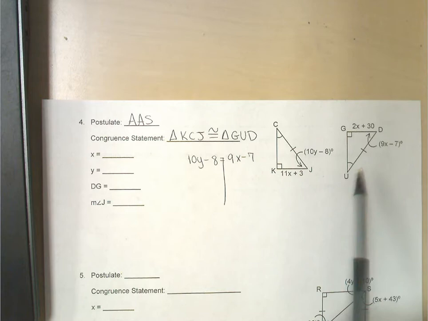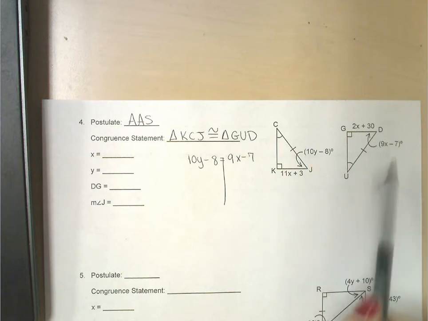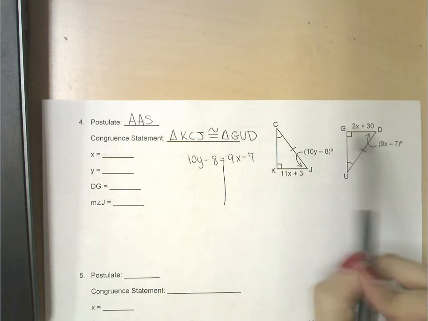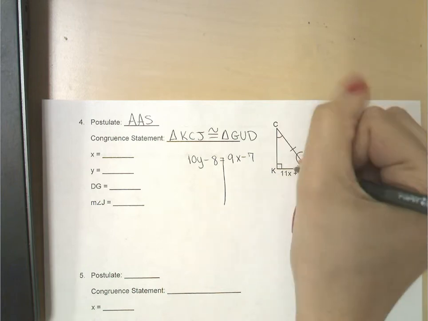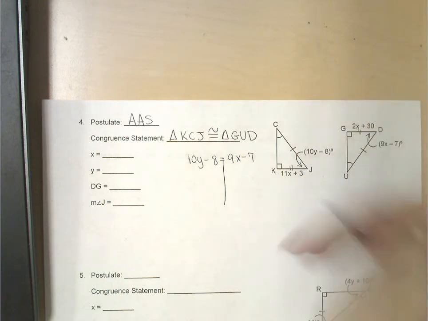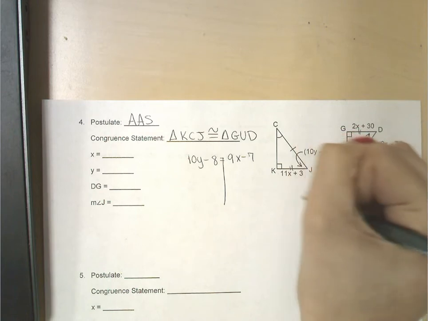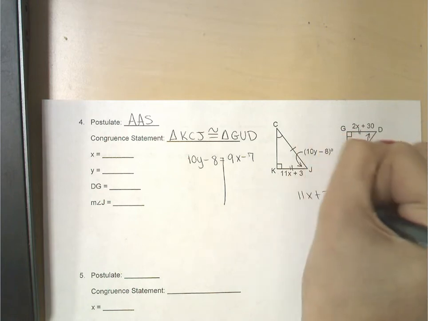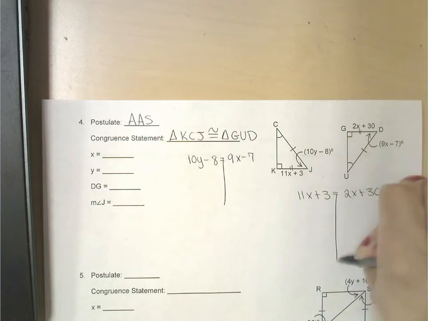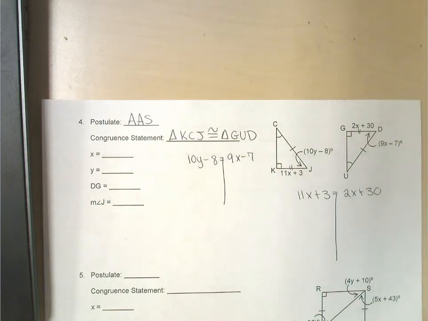So I also know that all my corresponding sides are congruent. So KJ is corresponding with GD. So I'm going to put those two equal to each other. So I have 11x plus 3 equals 2x plus 30. And I have to solve this equation. This one I can solve because I only have one variable, it's x. So I'm going to get x by itself.